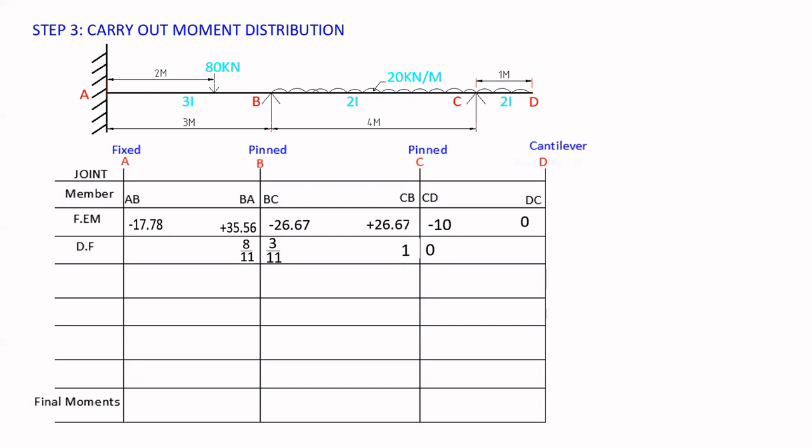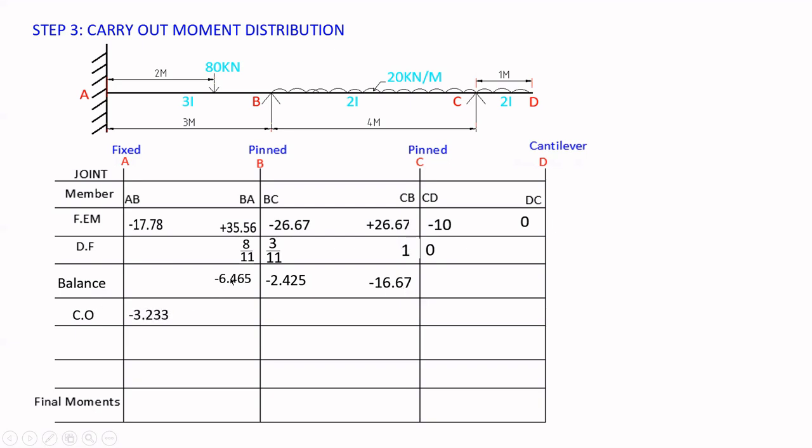Now you carry out the moment distribution. So how do you do that? You get the summation of positive 35.56 minus 26.67. That is a positive value, and therefore the distributed moment will be negative. If you carry it out, you get negative 6.45 and negative 2.42. The out of balance moment at joint C is positive 16, so this one will be negative.